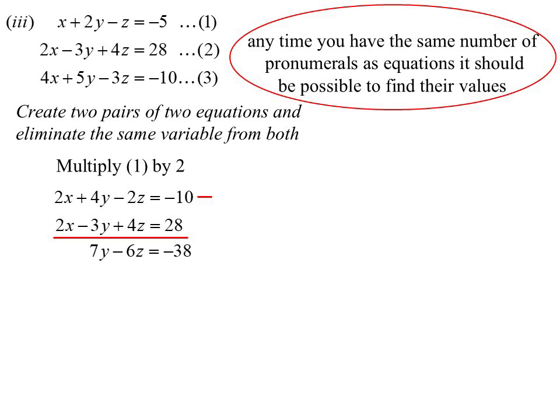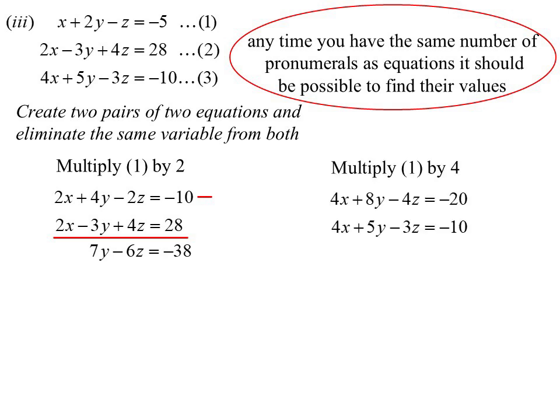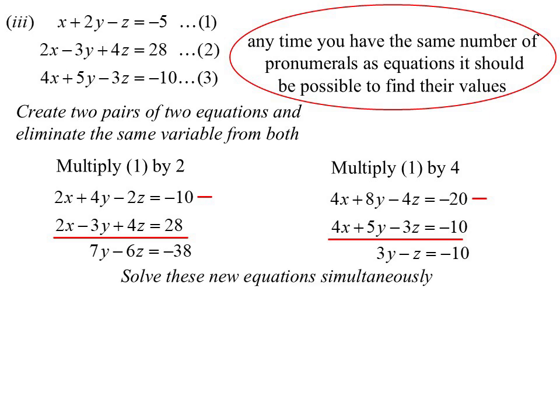Now if I pick another pair and eliminate the x's from that one as well, so now I'm going to multiply the first one by 4 and I'll match it up with the third one. I can now eliminate the x's and I get a new equation, 3y minus z is equal to negative 10. I now have the traditional type of simultaneous equation that we're used to seeing where there's just 2 pronumerals, 2 equations. Let's solve those 2 simultaneously.